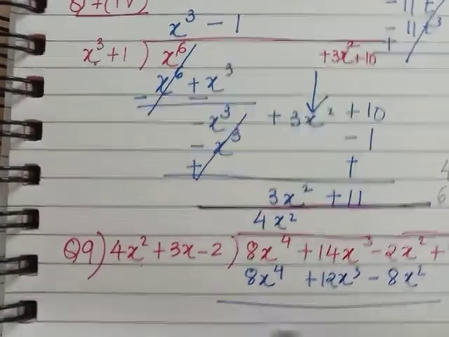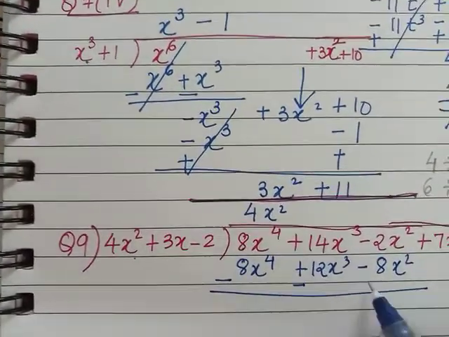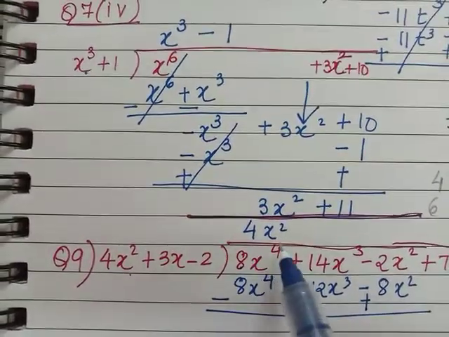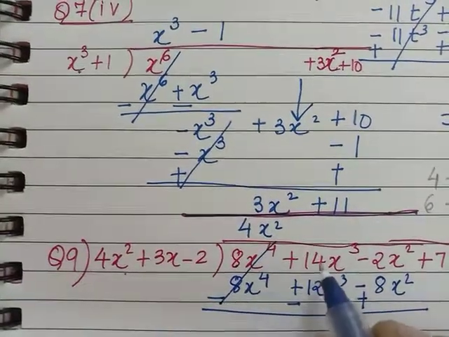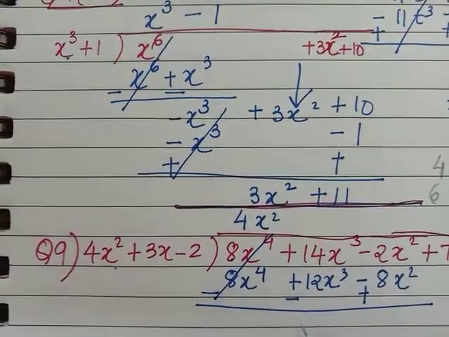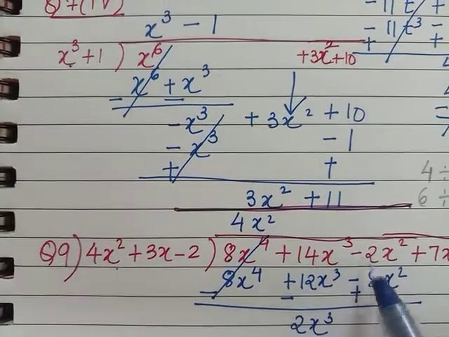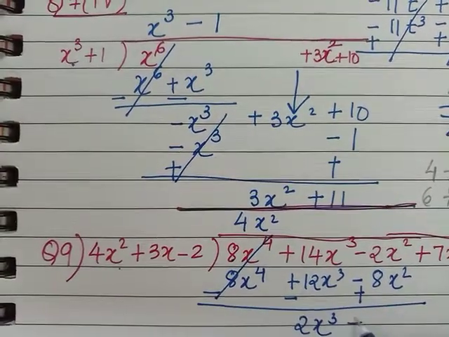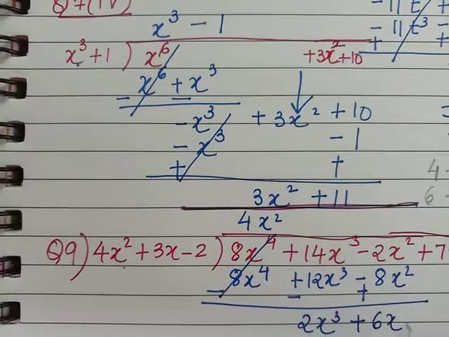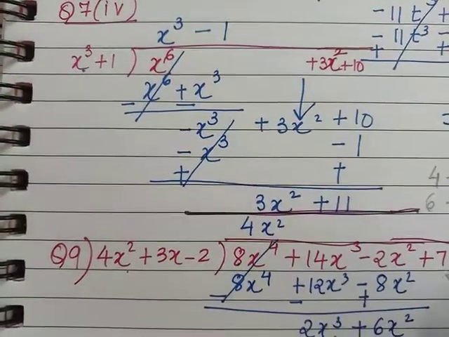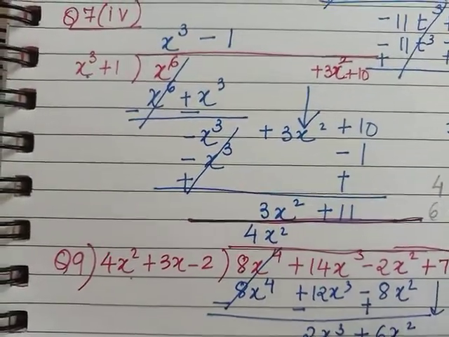Now we subtract these two. So I change the sign. This gets eliminated. Plus 14 and minus 12 will give you plus 2x cube. Minus 2 and plus 8 will give you plus 6x square. Now we copy down plus 7x.